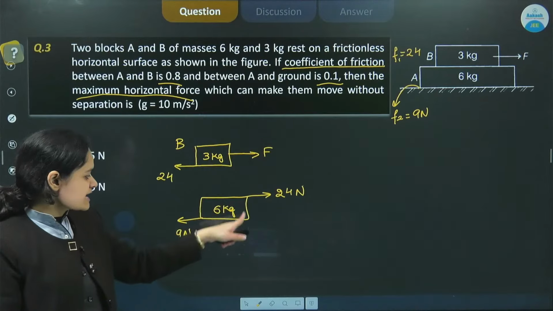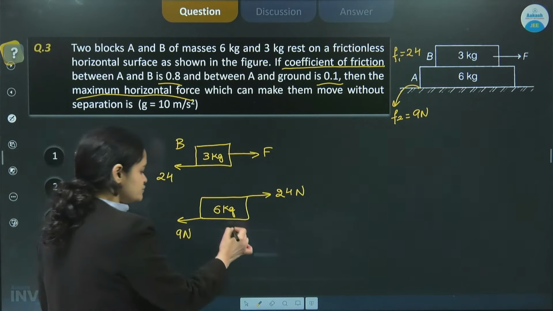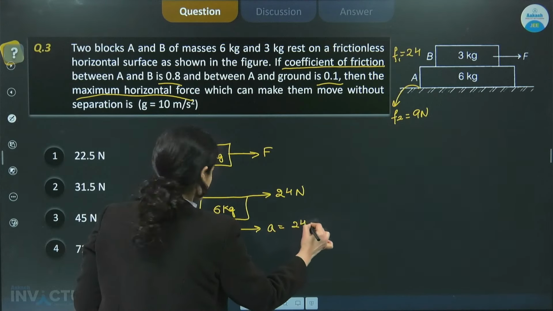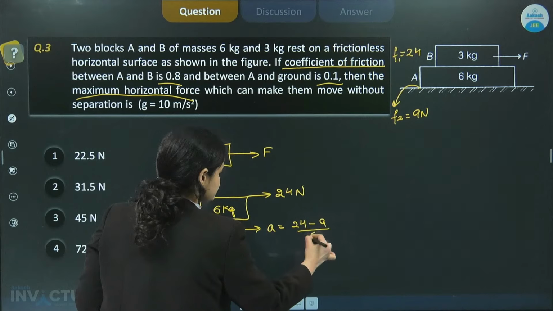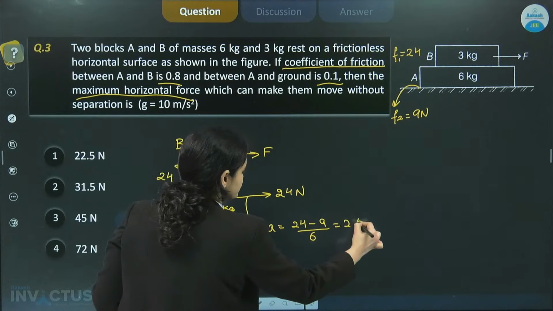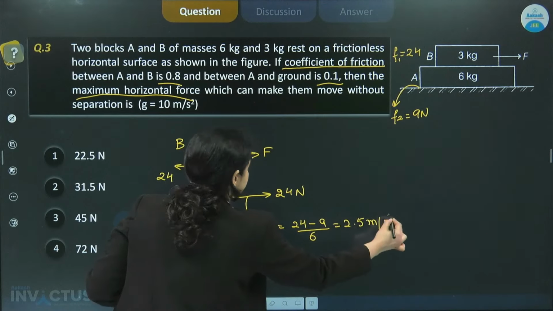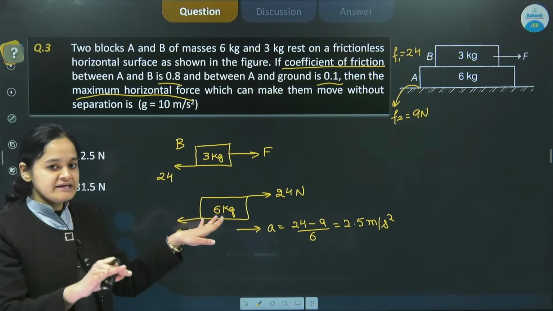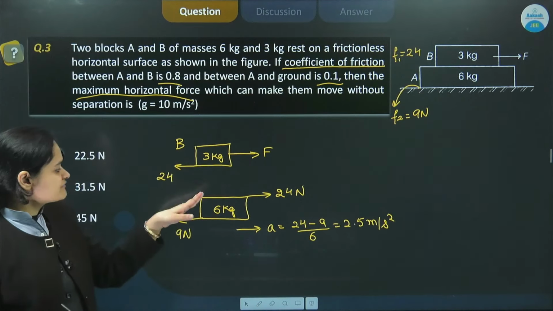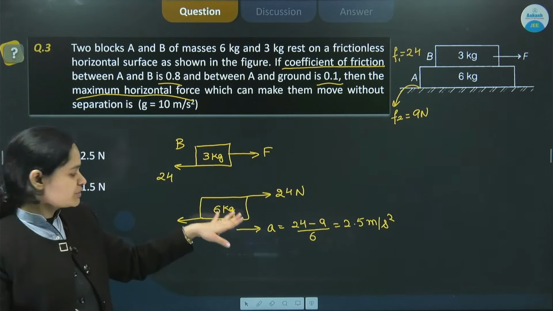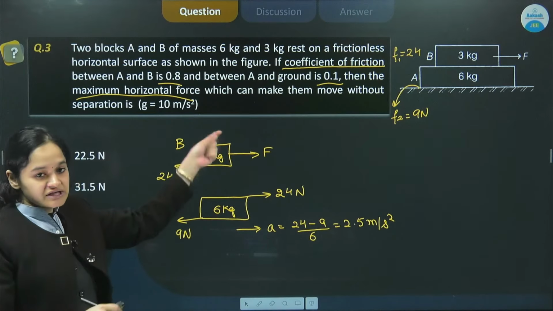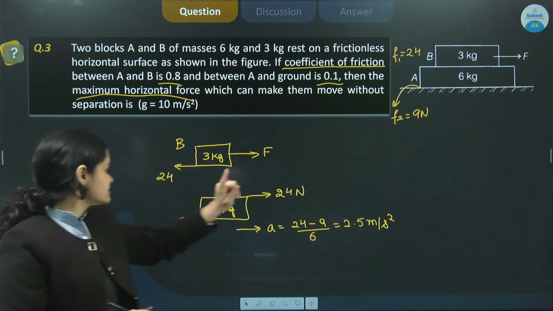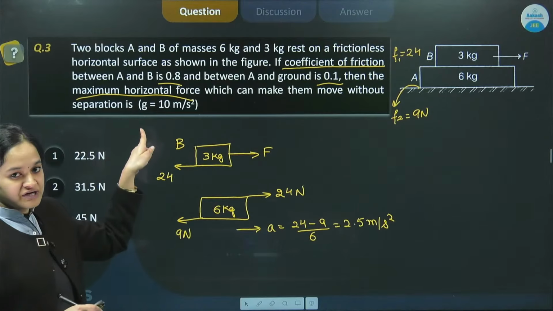So we can see the acceleration of 6 kg can be calculated as (24 minus 9) divided by 6, which turns out to be 2.5 meter per second square. This is the maximum acceleration attained by 6 kg due to all the factors involved. Now, if we look at B, B must also move with the same acceleration because they are not supposed to separate from each other.